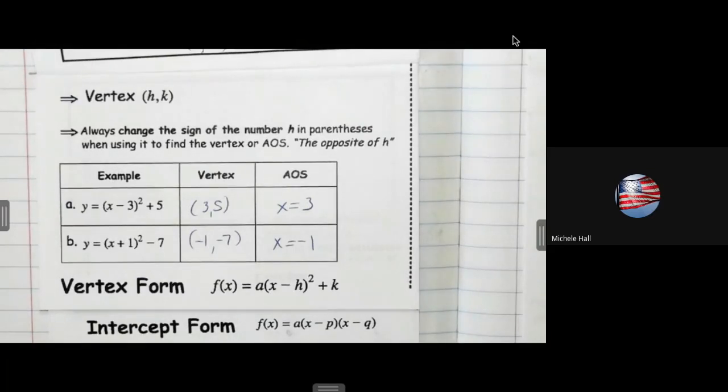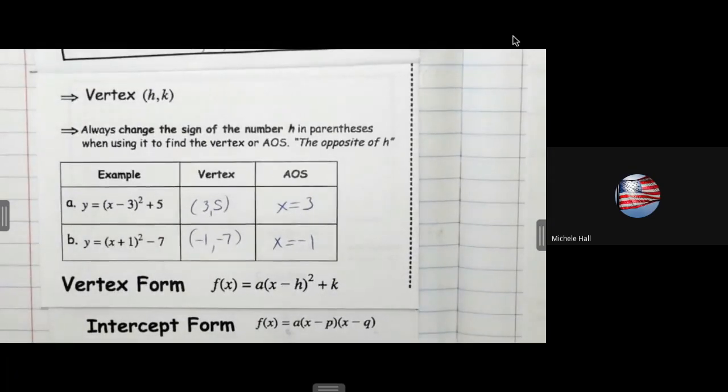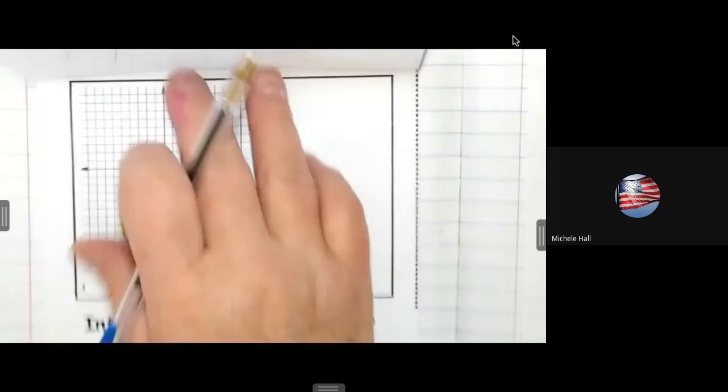Evan? So they might think that this was negative 3? That's what I did. Good. Okay, let's look at, we did standard form, intercept form.